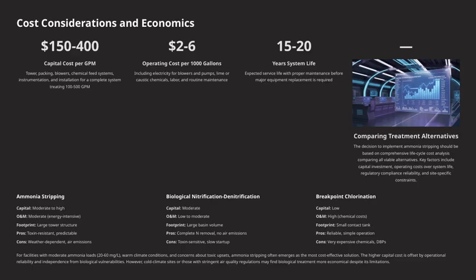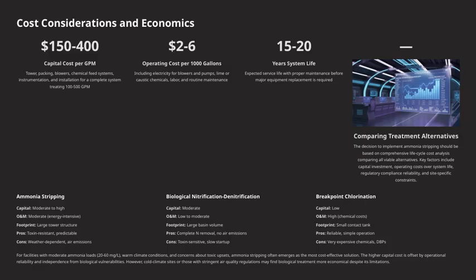First, the capital cost per GPM for a complete system treating between 100 to 500 GPM typically ranges from $150 to $400. This includes all major components like the tower, packing, blowers, chemical feed systems, instrumentation, and installation. Then, on the operating side, you're looking at about $2 to $6 per 1,000 gallons.